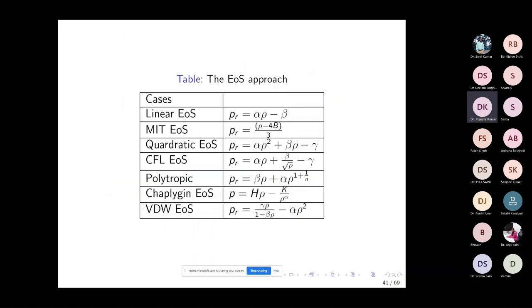And then after this, we have the polytropic equation of state. In the polytropic equation of state, we have considered P_r equal to beta rho plus alpha rho raised to power 1 plus 1 by n. Or in some books you can take eta.